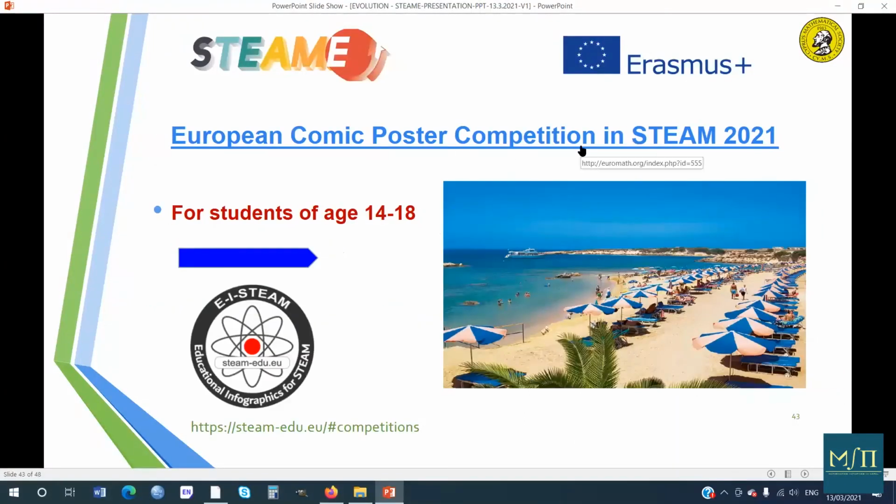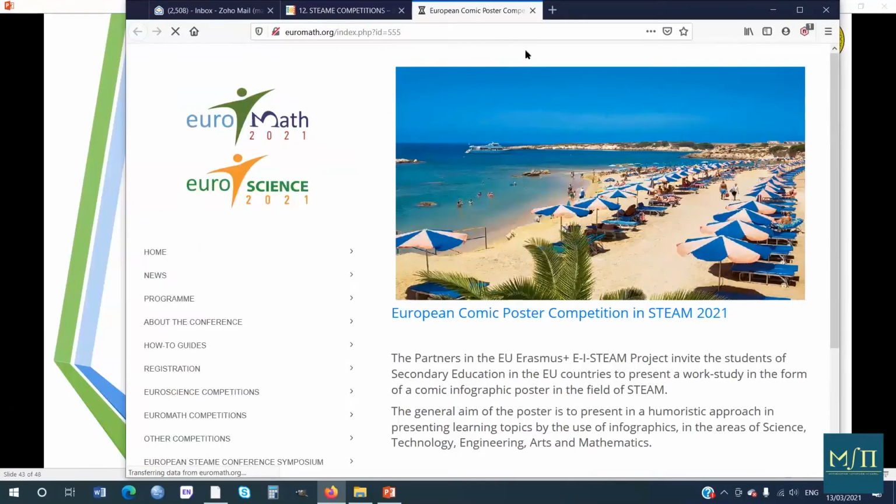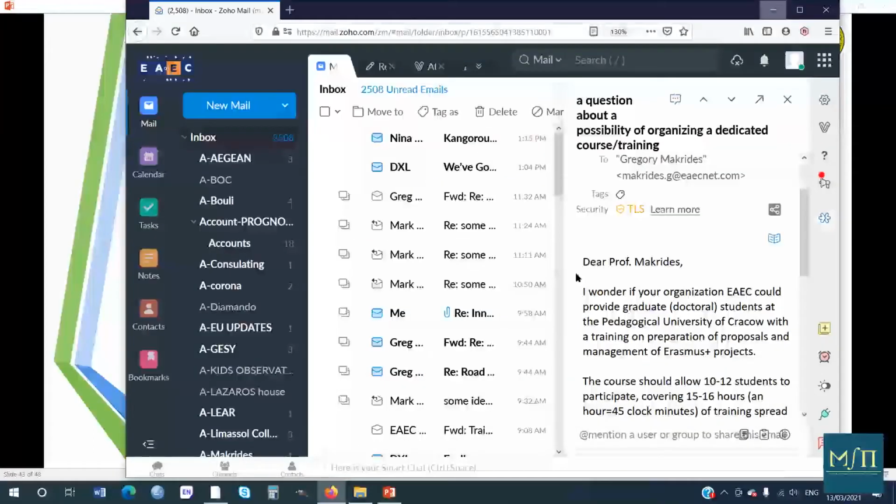European comic poster competition. Yeah, this is another competition. You can design your poster, but it has to be a comic, and through the comic bring knowledge, either in mathematics, science, technology, engineering, and so forth. You can do the comic design by hand, or it can be a computer design. So this is again another competition. It's open for you as well, and you can find here the European comic poster competition and the specifications. And of course, those who come to the Euromath conference can present it.